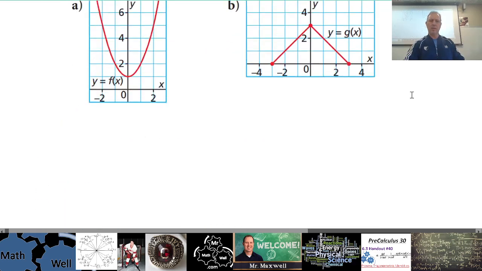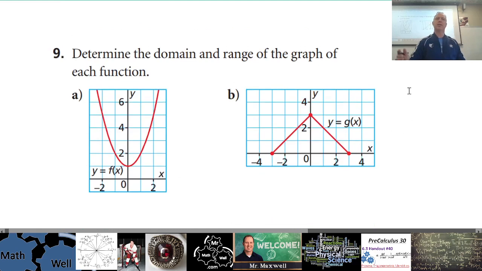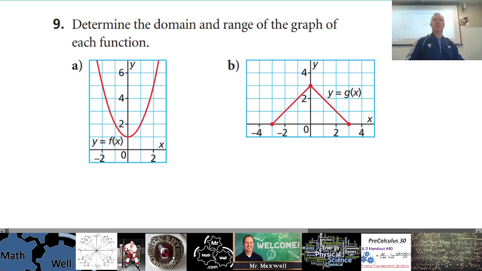Okay, I think maybe, I got 12 too, so let's do 9 real quick. I'll do 9, 8 anyways. Determine domain and range. Okay, again, this should be pretty easy.